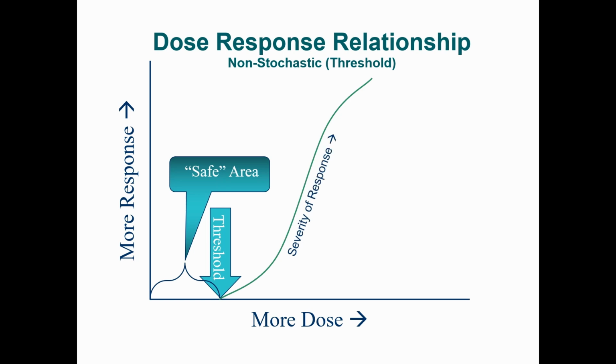Once one exceeds the threshold dose, the severity of the effect increases. A light radiation burn becomes a more severe radiation burn. Additionally, the time between exposure and a manifestation of the effect decreases.